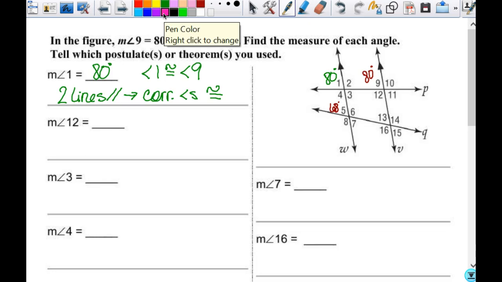All right, so then we're going to look at angle 12. For angle 12, which line am I going to ignore? Q, right? I'm going to need W because I have to use my parallel ones, but I'm ignoring Q again, right? Are 1 and 12 a special type of angle pair?